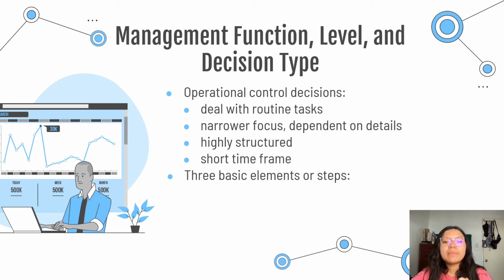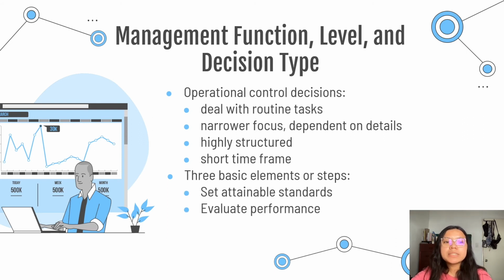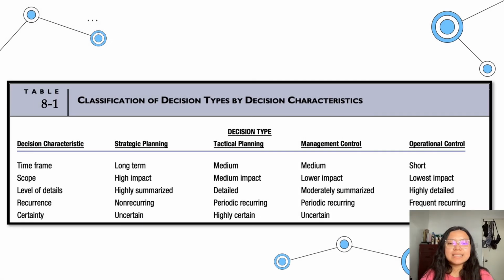So, some of the basic elements or steps in the operational control decisions are set attainable standards, evaluate performance, and take corrective actions. So, for my last slide, here is a summary of what we have discussed.